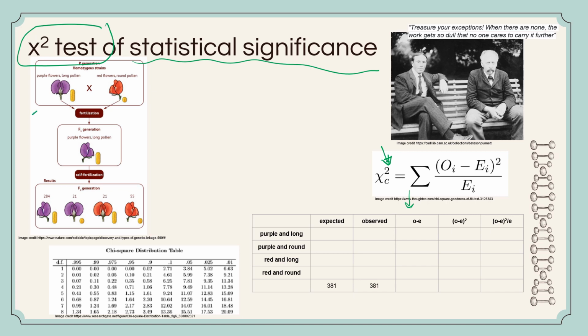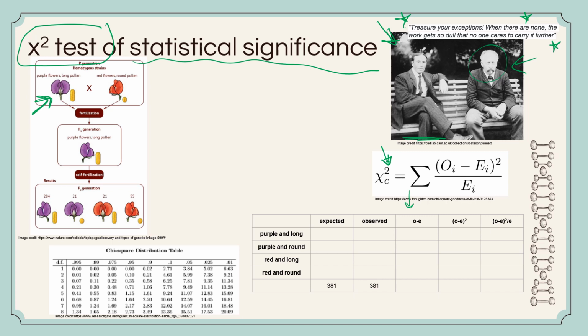It was first done with pea plants by these two scientists. This guy's name, Reginald Punnett. I bet you can guess what he invented. And then this other guy, Bateson, his partner. His face looks a little bit grumpy, but this quote is so good: "Treasure your exceptions. When there are none, the work gets so dull that no one cares to carry it further." He's saying when things are weird, when things don't go the way that you think they're going to go, that's when you spend all your time and effort trying to figure out why. And then all the amazing science happens. Back to those peas.